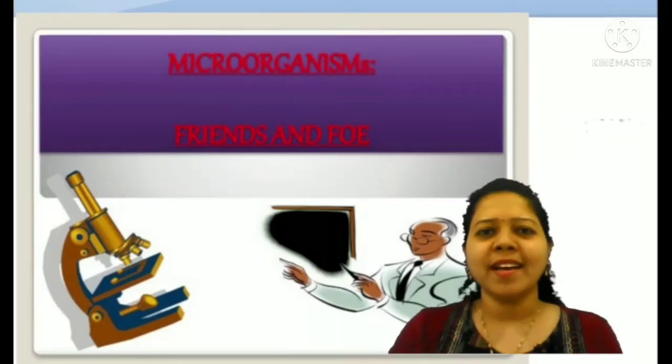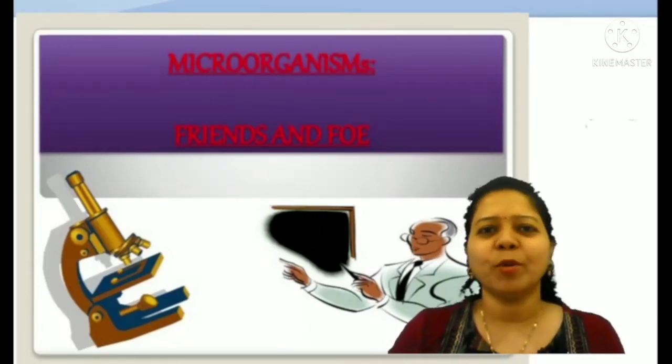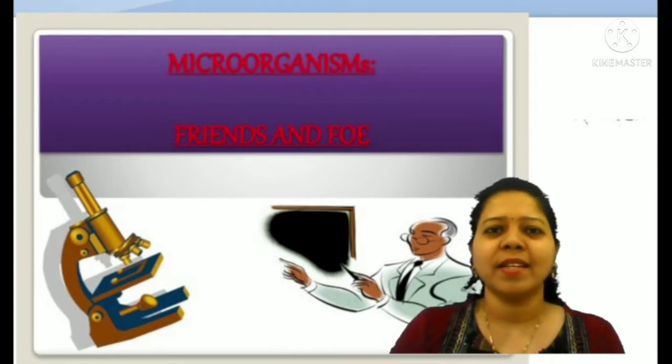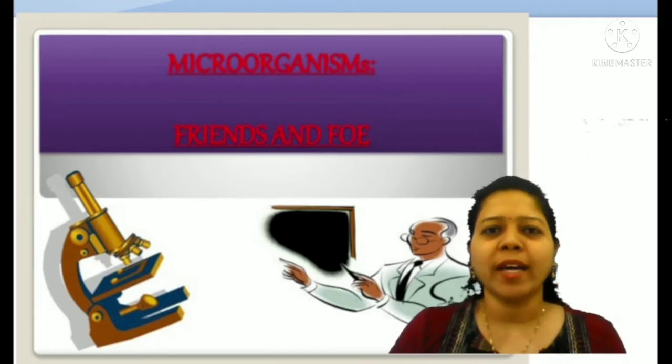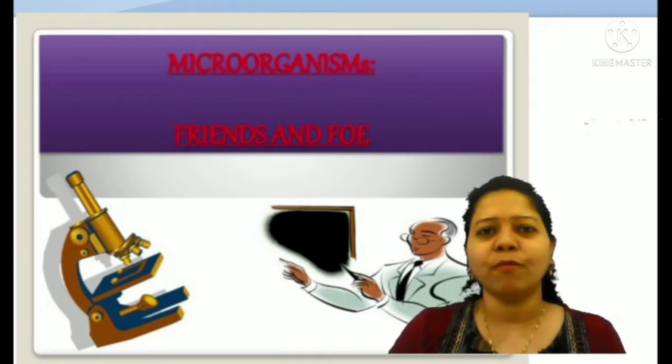Today in this class we are going to see the second chapter of eighth standard science, that is Microorganisms: Friend and Foe. In this chapter we are going to see what is meant by microorganisms, different examples of microorganisms, as well as their uses and how the microorganisms are harmful for us. We'll see all these different things in detail.